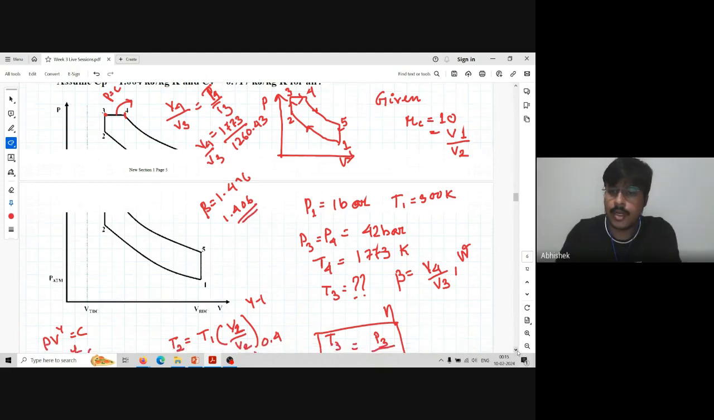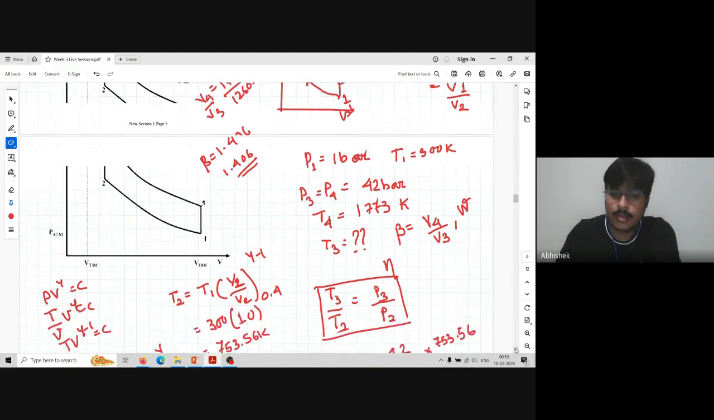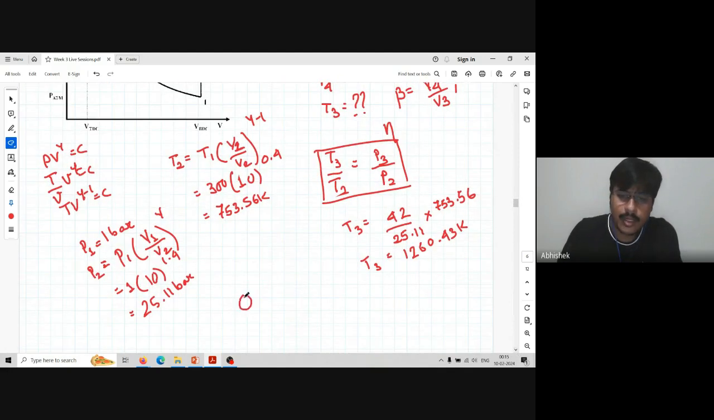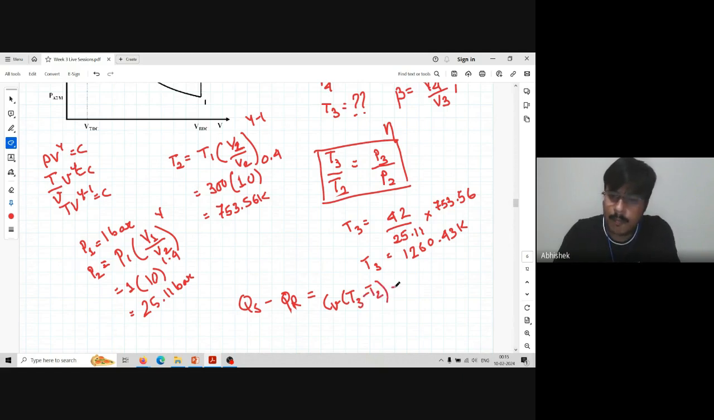Okay. So next question, what is asking? Work done. How to calculate work done? Just calculate Q supplied minus Q rejected. It is the net work done. What is the Q supplied? CV into T3 minus T2, plus, this is constant volume heat addition. Then the constant pressure heat addition, T4 minus T3, minus CV. What is Q rejected?